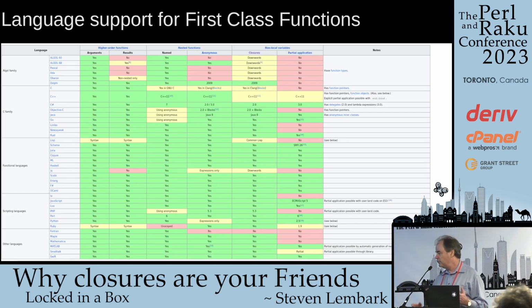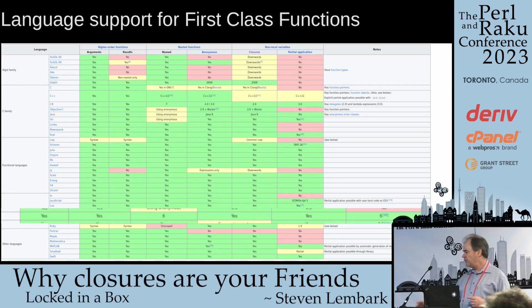An interesting thing too, this is really ugly on this screen, but if you notice, there really aren't that many of them that are green all the way across. And Perl is one of them. So if anyone tells you that you can't write functional code in Perl, the answer is bull. Perl is actually a wonderful language for functional programming.